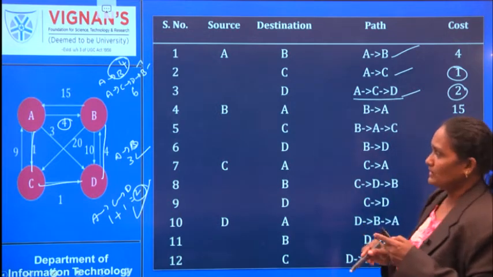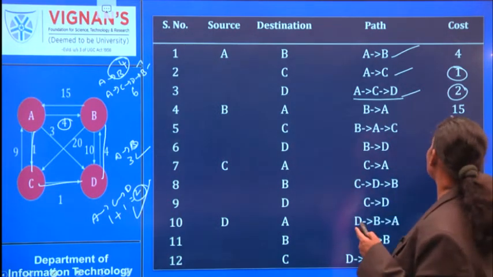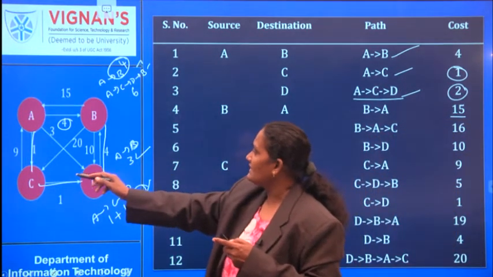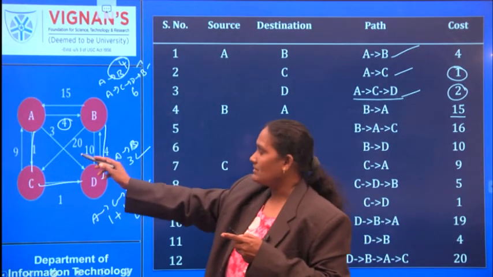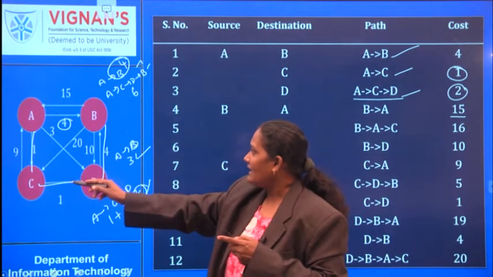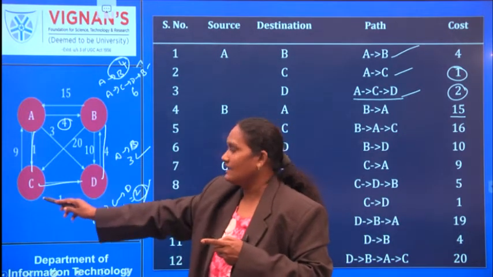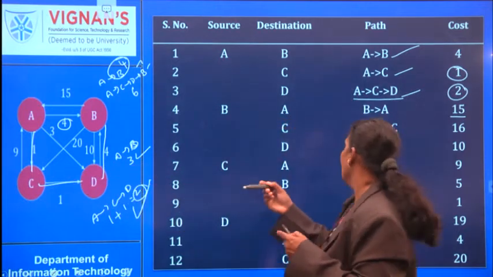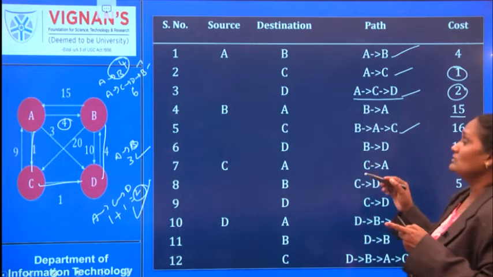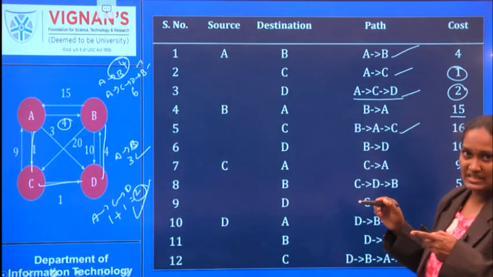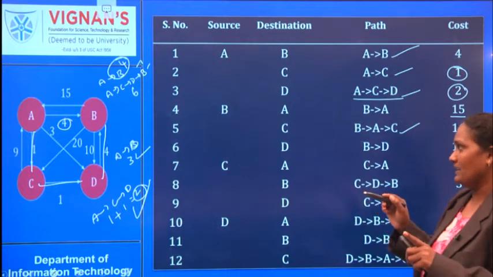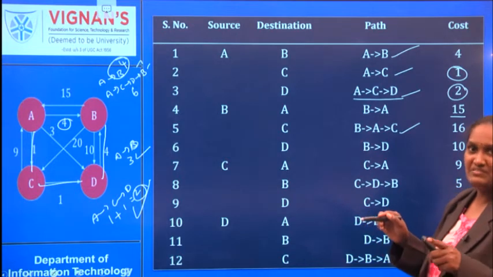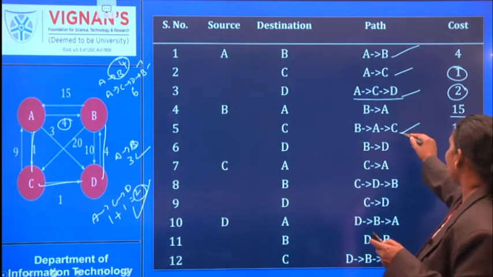And coming to B to A, the shortest path is 15. And coming to B to C, here I have a path from B to C whose cost is 20. But I can move B to A to C, with a cost of 15 plus 1, which is nothing but 16. So even though there is a direct edge from B to C, we cannot consider that as a shortest path. We can consider the path from B to A and A to C, which is completed with a cost of 16. So this is considered as the shortest path.